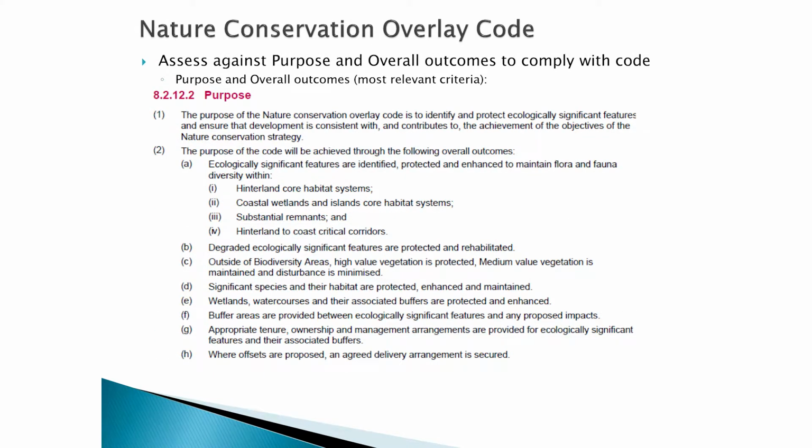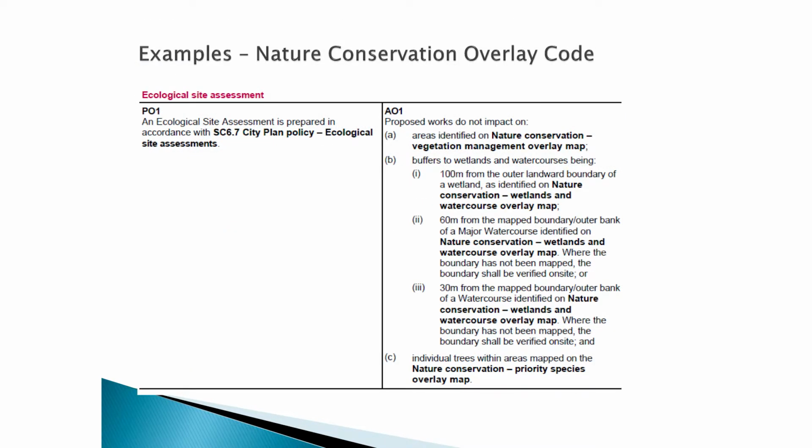Nature conservation overlay. Purpose of the nature overlay code is to identify and protect ecologically significant areas. Purpose of the code will be achieved through the following outcomes. Ecologically sensitive features will be identified, protected, enhanced to maintain flora and fauna diversity. Just down the page, buffer areas are provided between ecologically significant features and any proposed impacts. We have, I suppose, just one. I know it's only an acceptable outcome, but that talks about buffers to wetlands and watercourses of 100 metres.